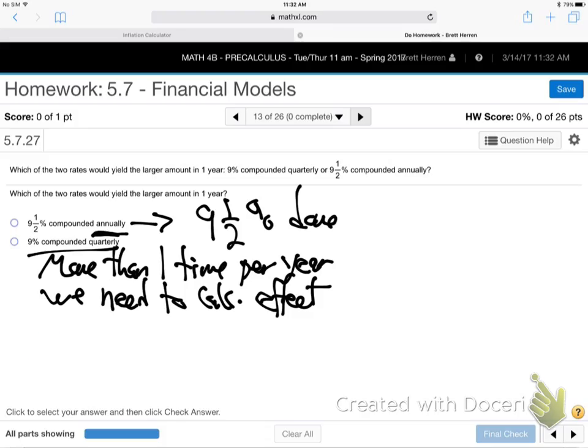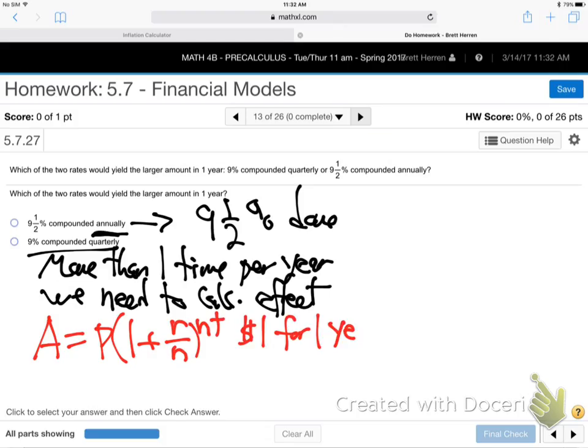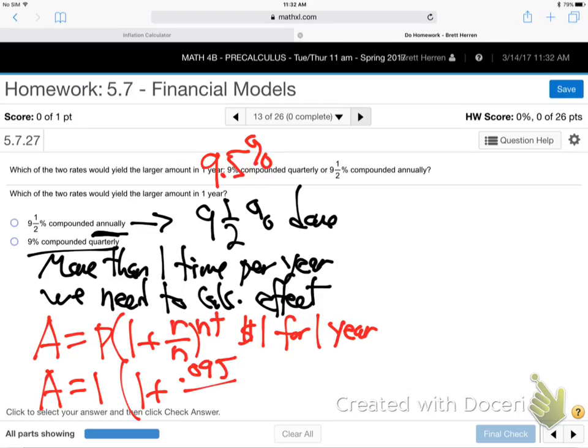Okay, so it's quarterly. So it's not the PERT formula, right? It's just the R over N to the NT. Put $1 for 1 year. That's what we always do. We try to find the effect on $1. So I'll put in $1, and the interest rate is 0.095, because this is really 9.5%, isn't it? So 0.095 is the listed rate.